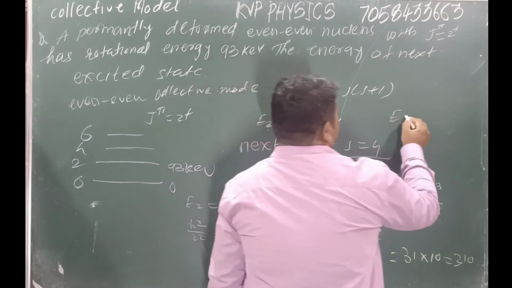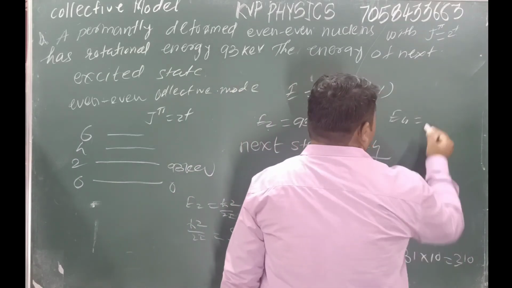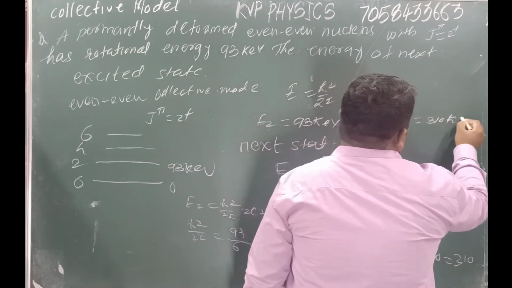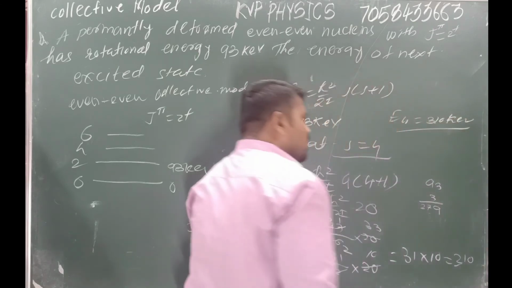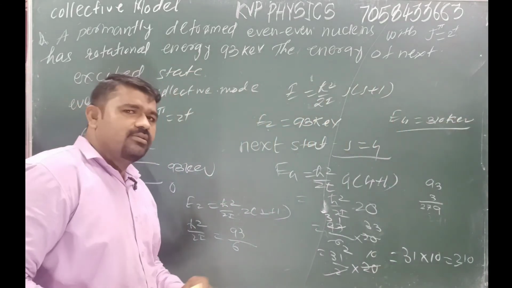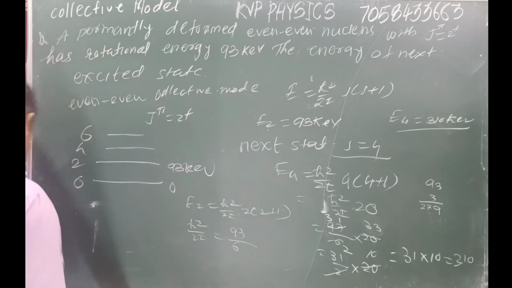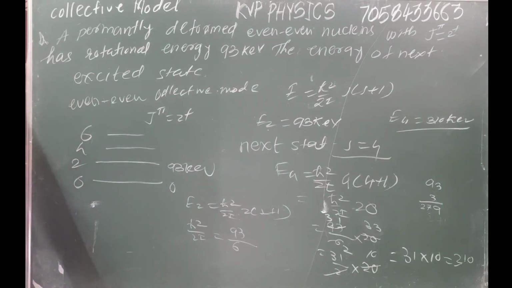E4 is equal to how much? 310 keV. Why can we write keV here? Because the initial energy was also given in kilo electron volts. Hence we can write the final answer.